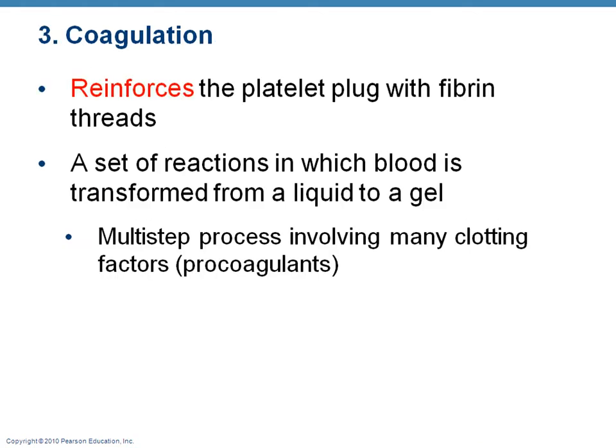The third step is called coagulation. This is going to help reinforce the platelet plug. We're going to have something called fibrin, these threads that are going to come in, and their job is to pretty much turn your liquid blood into more of a gel-like substance, so all of the factors can come together that are involved with healing and actually heal the broken blood vessel. This is a multi-step process. We're going to see many clotting factors on the next slide. Don't get too freaked out.